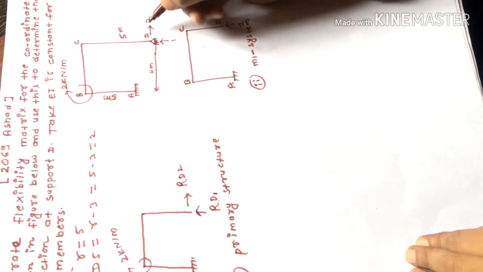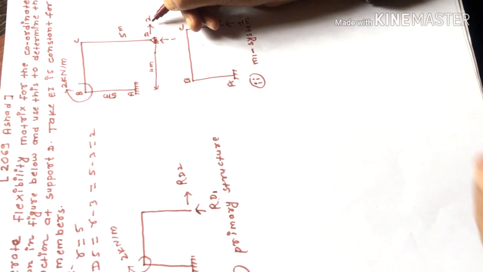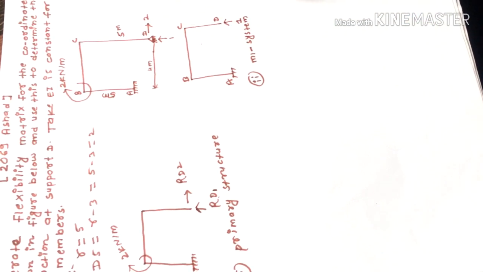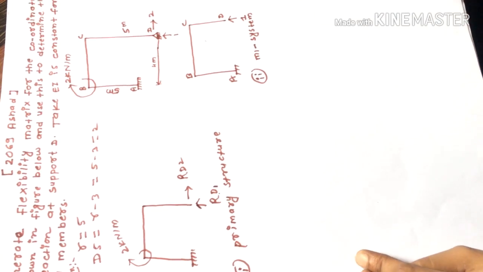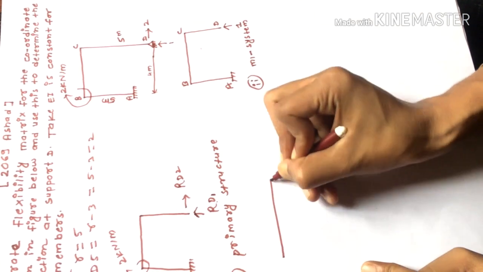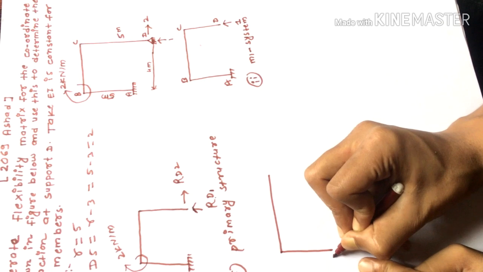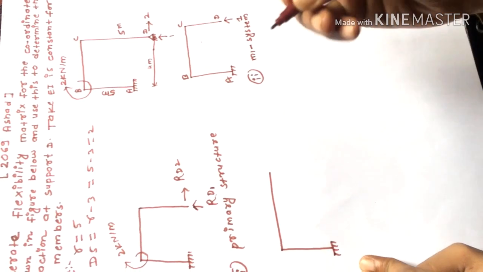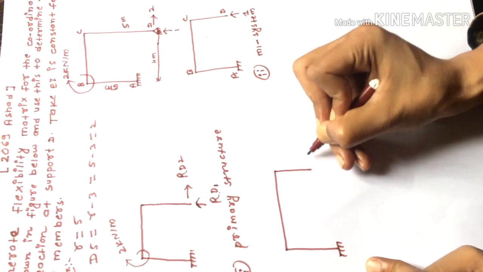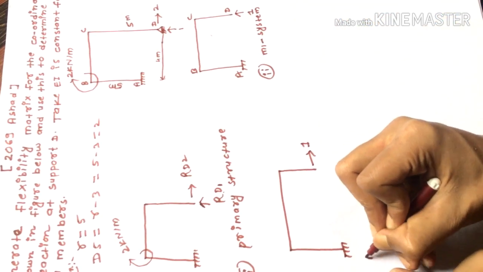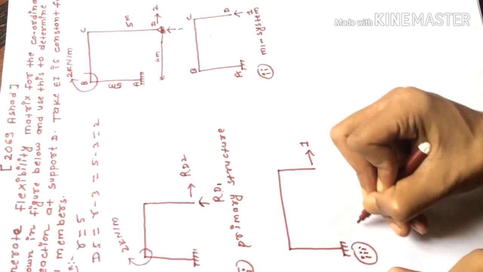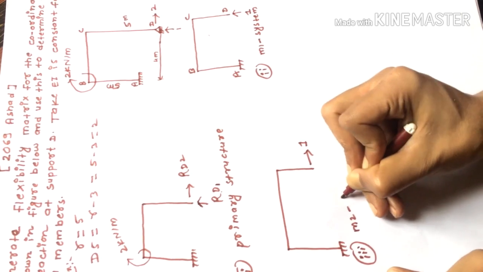Next, we also have to apply unit forces in the direction of coordinate 2, that is in the direction of RD2. So let us put the unit force in the direction of RD2, thereby removing the external loading. And if this is figure 3, then this is the M2 system.